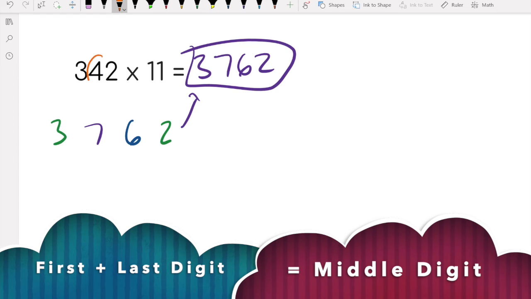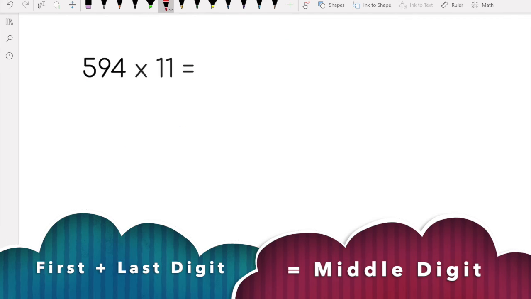Just to show that again, I did 4 plus 2, that gave me 6. And then I did 3 plus 4, and that gave me 7. And these outside numbers are always the outside numbers of the number you started with. Okay, so this is the hardest possible example you could have because it's more than 2 digits, and the digits, when you add them, are going to be greater than 9.